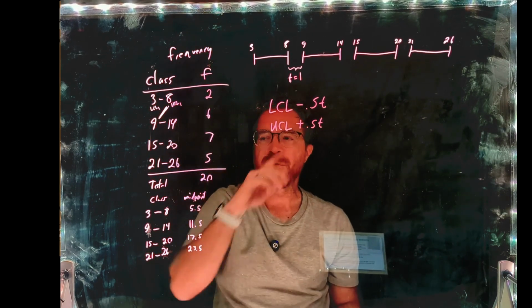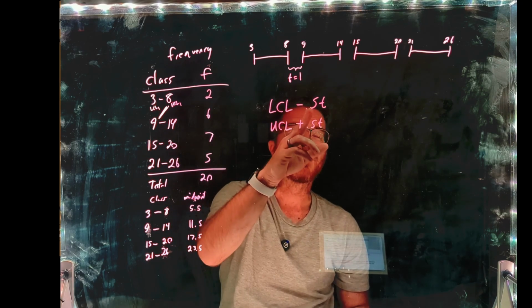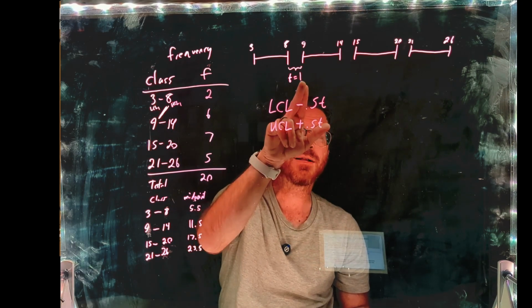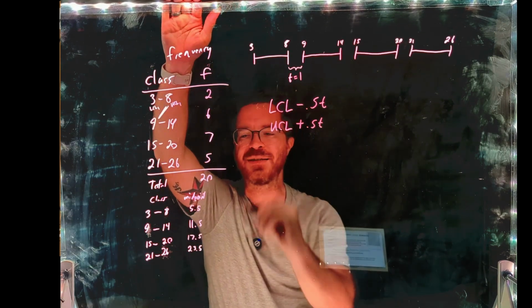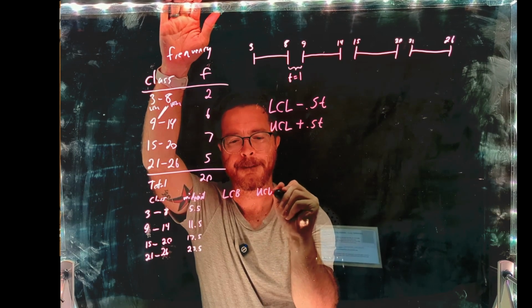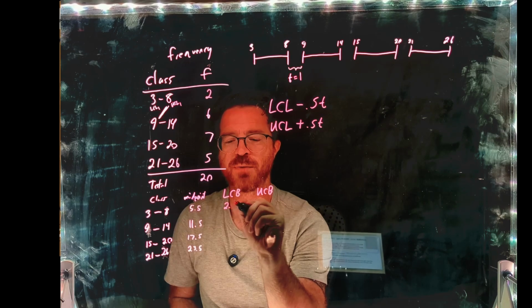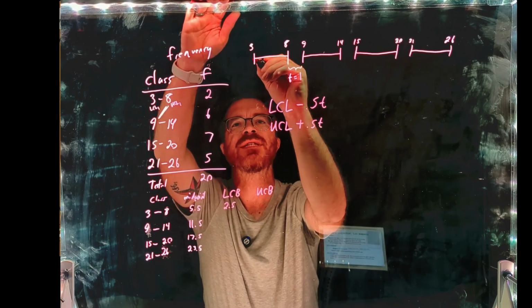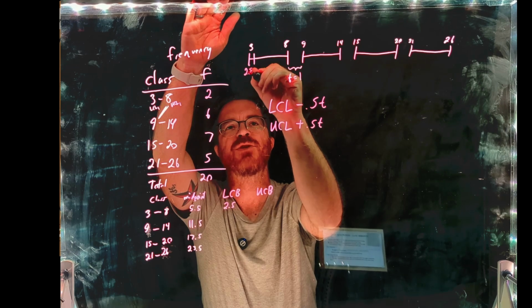So what does this mean? Well, if we look at our lower class limit of 3, we're going to subtract half of our tolerance. Our tolerance is 1, so our first lower class boundary would be 3 minus 0.5, or 2.5. If I were to draw this out, this is the same thing as going to the left by 0.5. So we get 2.5.